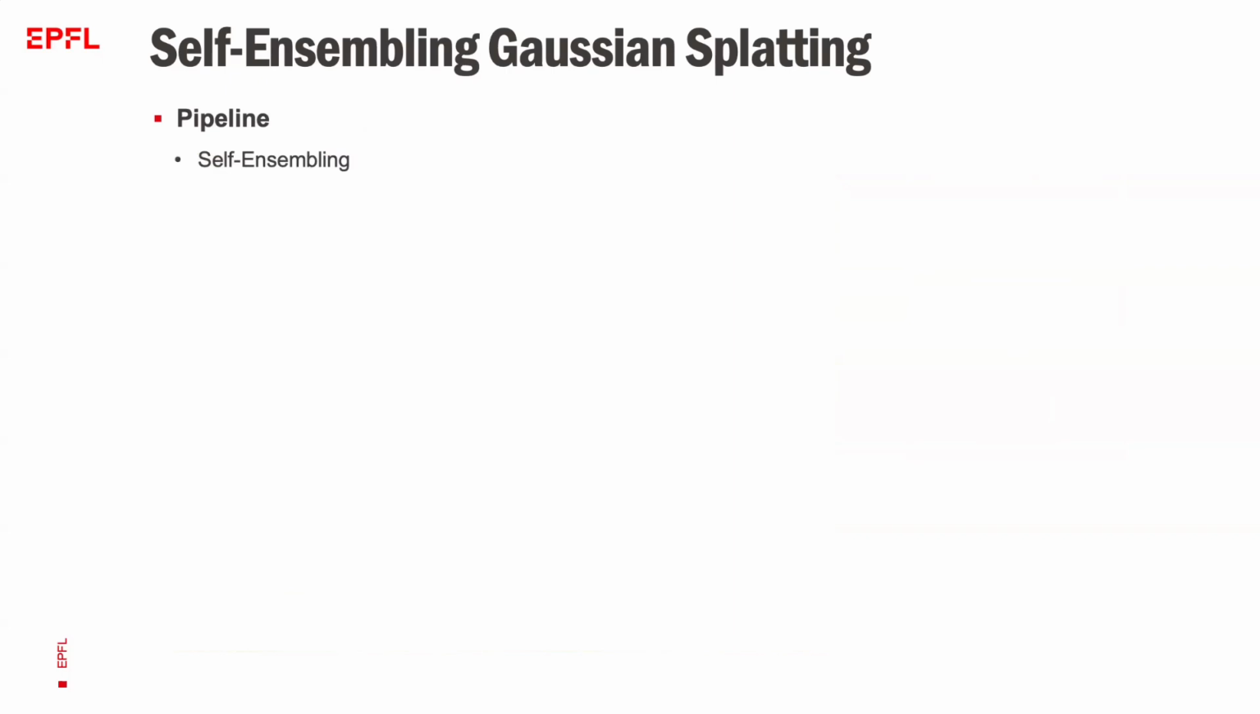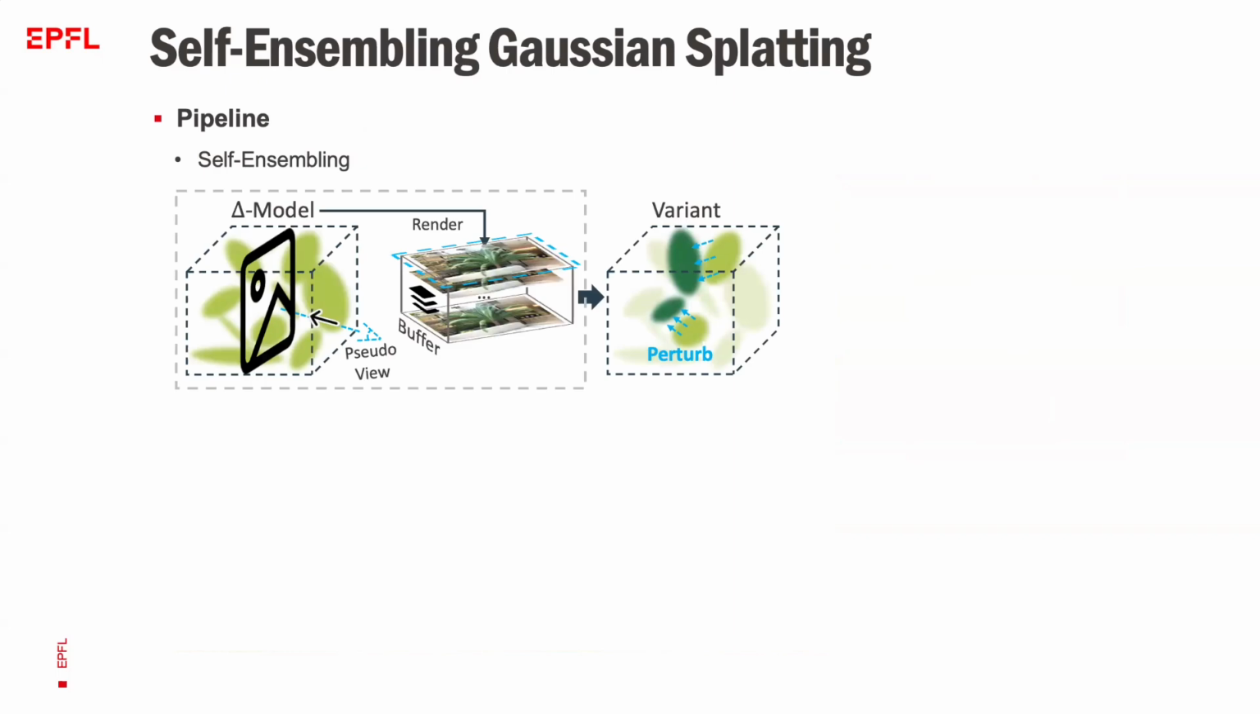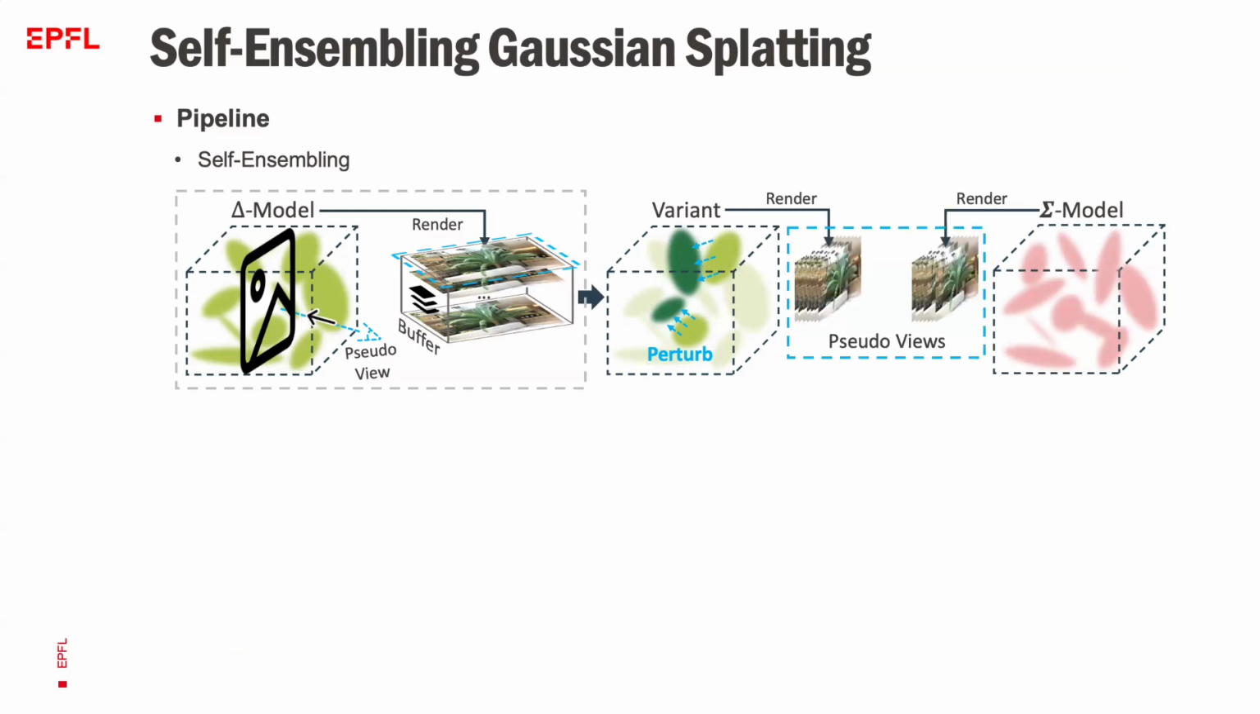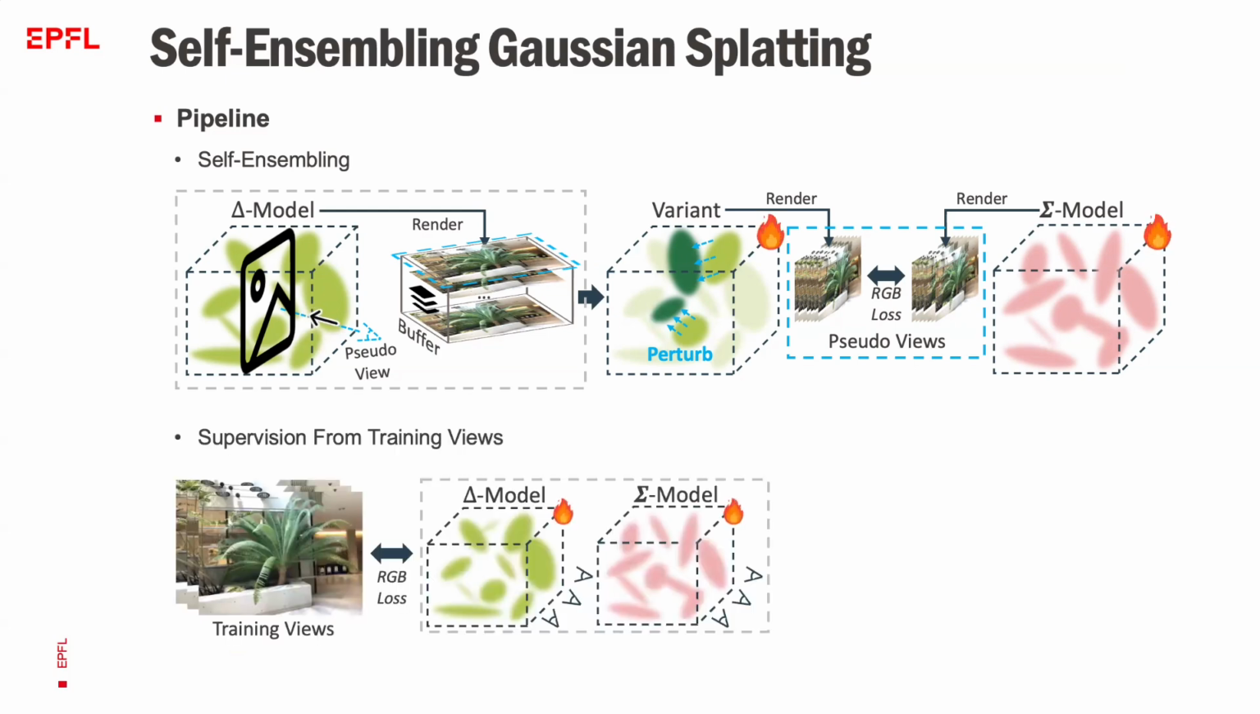The next step is to do self-ensembling. Here, we name the model we perturb as delta model. After the perturbations, we get a variant from the delta model. Additionally, we introduce another model called sigma model. We render the images from some pseudo-views using the variant and the sigma model. An RGB loss is computed between these two groups of renderings as the supervision. We also supervise the training of the delta model and the sigma model using the available training images.